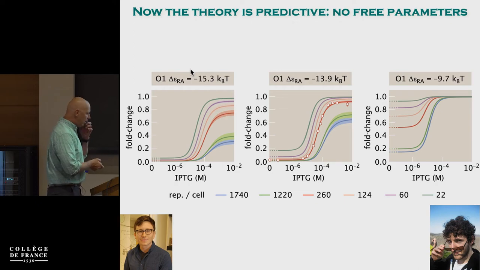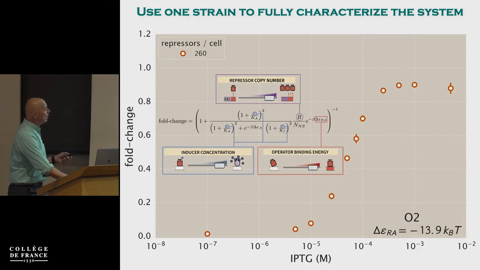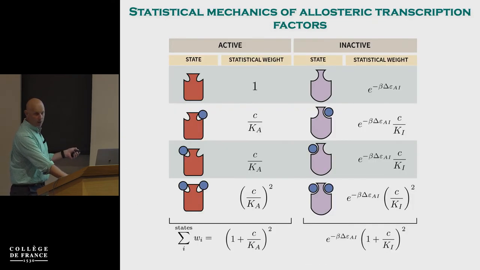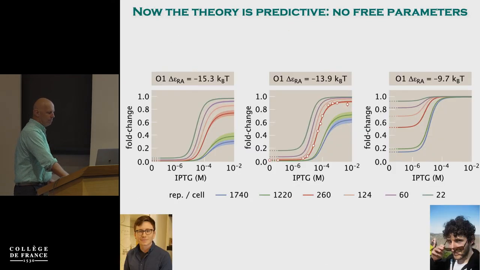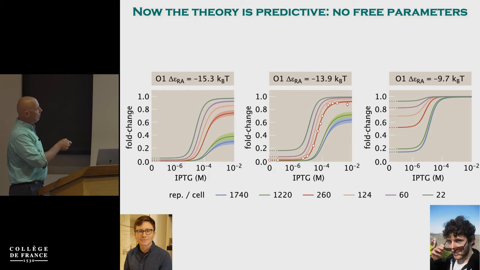In other words, we've gone into the cell and we've tuned how many copies of this molecule there are. We can do that by tuning what's called the ribosomal binding site. So that's what I want you to see. That's the different colors. Then here, what's shown is three different strengths of binding.